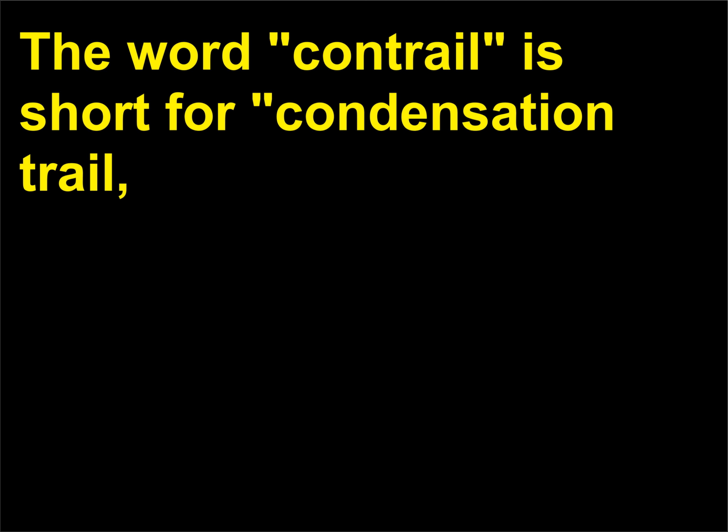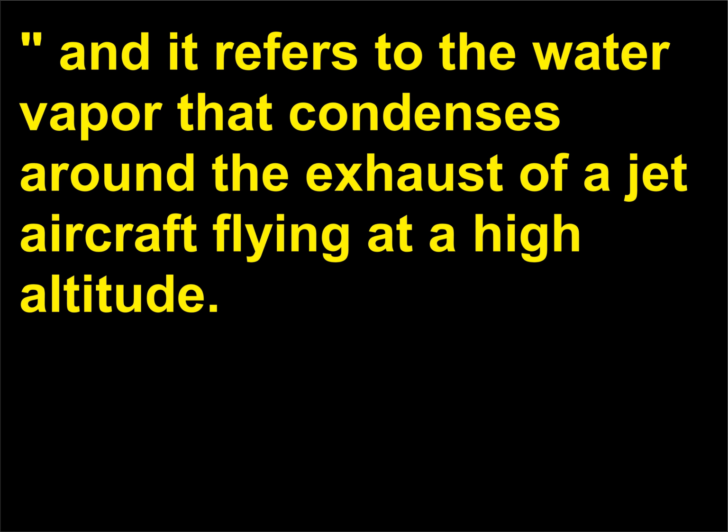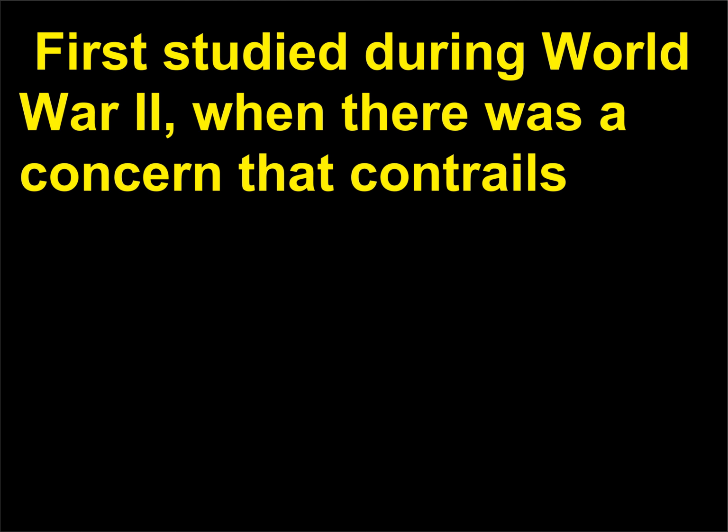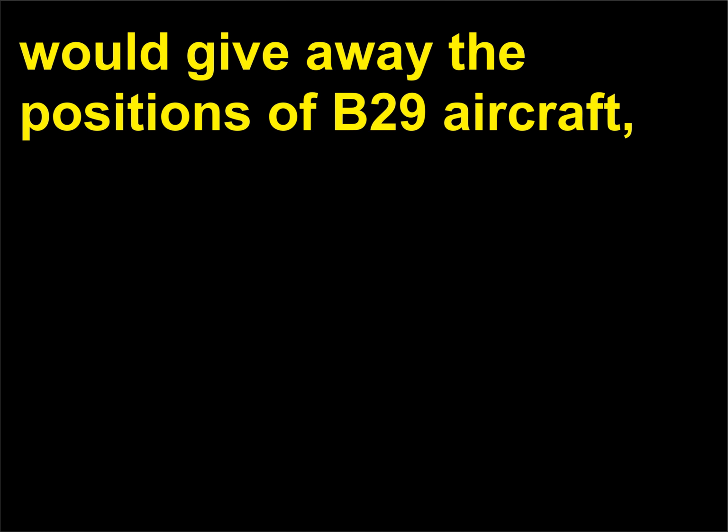The word contrail is short for condensation trail, and it refers to the water vapor that condenses around the exhaust of a jet aircraft flying at a high altitude. First studied during World War II, when there was a concern that contrails would give away the positions of B-29 aircraft.